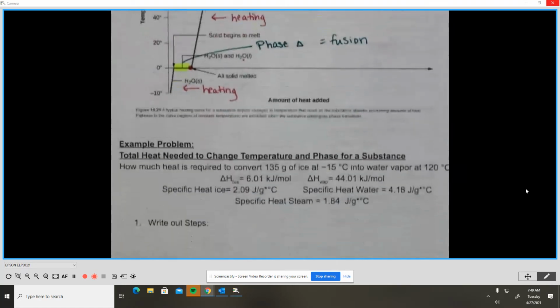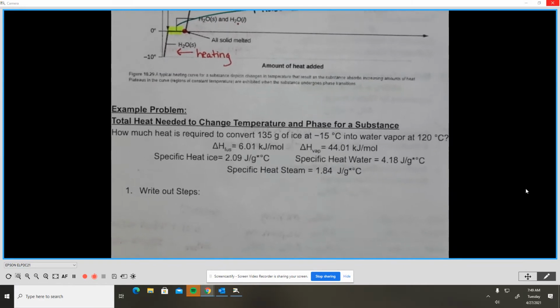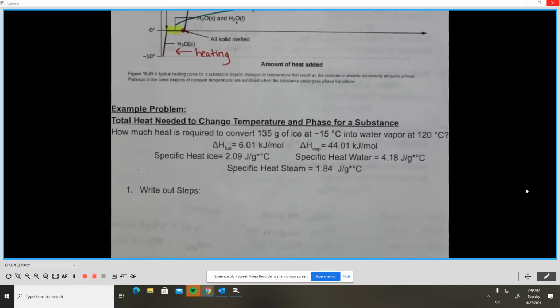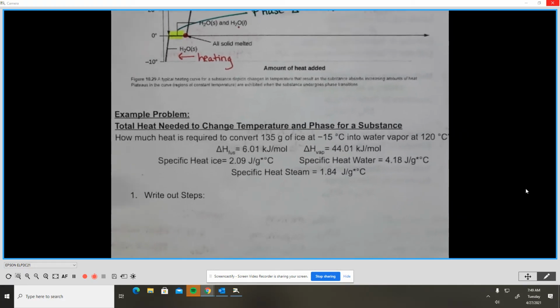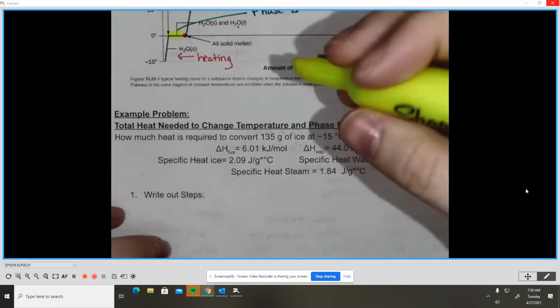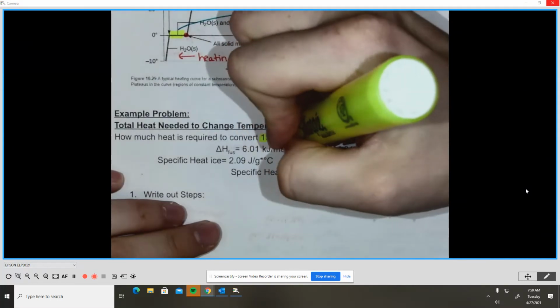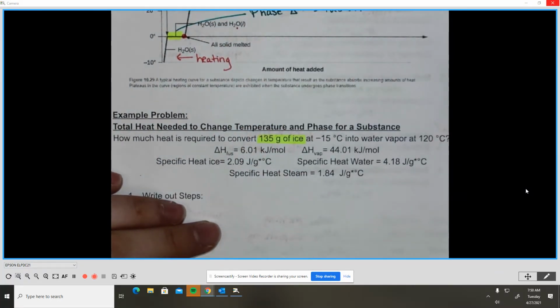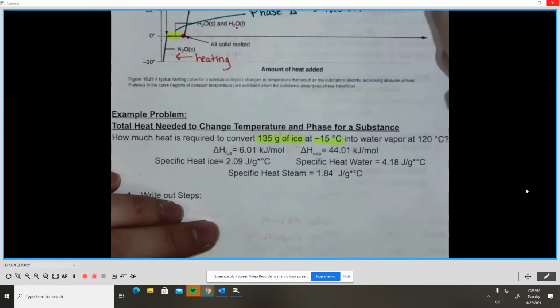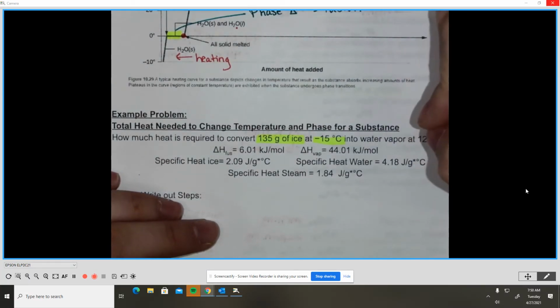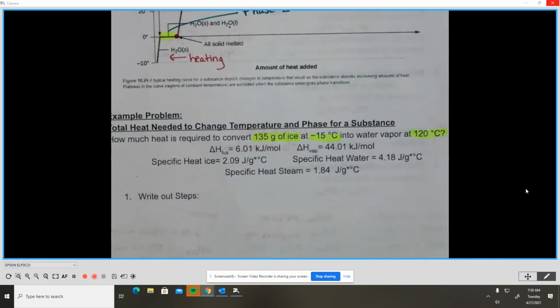All right, we're going to use this heating and cooling curve to help us with how we actually calculate amount of heat. So our example problem says total heat needed to change temperature and phase for a substance. The question asks us, how much heat is required to convert 135 grams of ice that start at negative 15 degrees Celsius into water vapor at 120 degrees Celsius? So our starting temperature is negative 15 and our ending temperature is going to be 120.